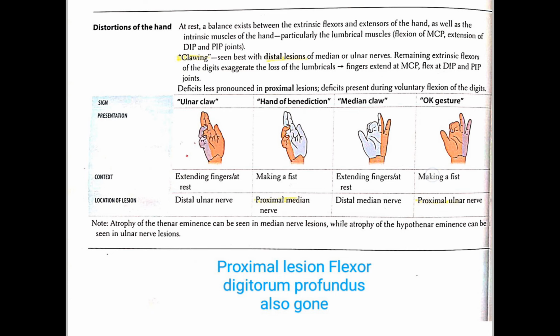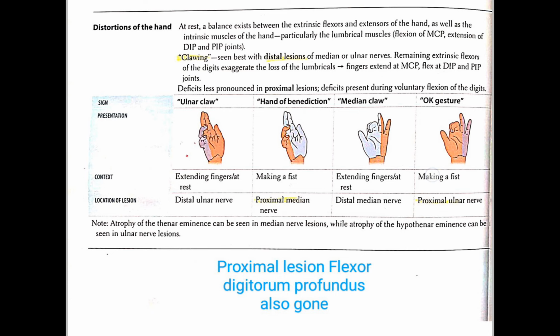But here the opposite is occurring. If the injury is distal, then more clawing. And if the injury is proximal, then less clawing. Why is it so? Because the proximal lesion will also damage the flexor digitorum profundus, so that will paralyze the fingers in the extended position. So ulnar claw hand will be the last two fingers, the medial two fingers, the small finger and this finger. So distal ulnar nerve injury will be ulnar claw hand at rest only.